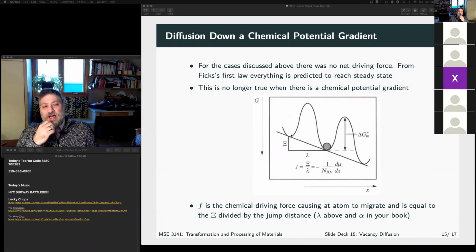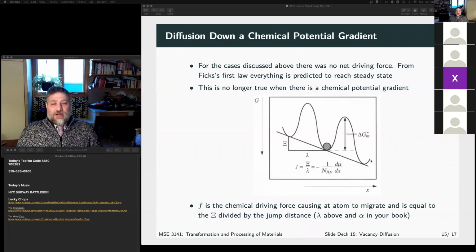Because right now, if I'm in this site where my atom is, and I'm jumping to this site, my activation barrier that I have to overcome is my delta GM, right? That doesn't change. But if I'm going the other way, now my activation barrier is my delta GM plus Xi, right? My change in chemical potential, right?